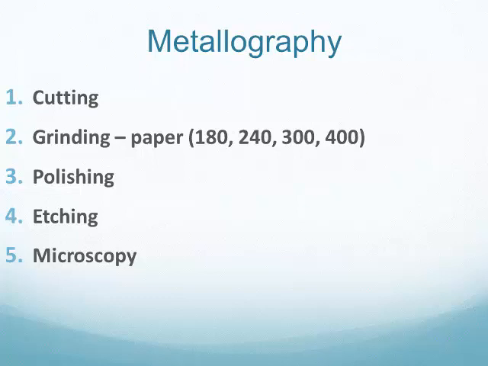To finish a metallographic process, there are 5 steps. First is cutting. Second is grinding. Third step is polishing. Fourth step is etching. And the last step is microscopy.